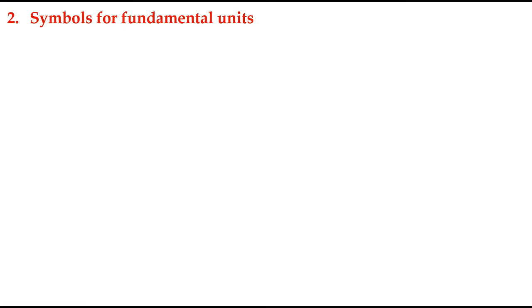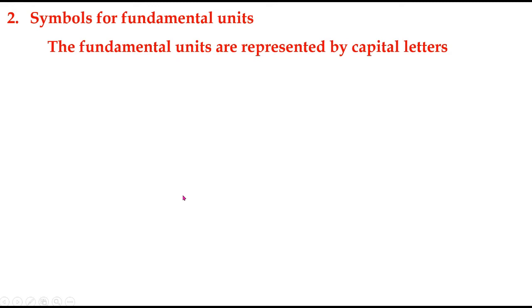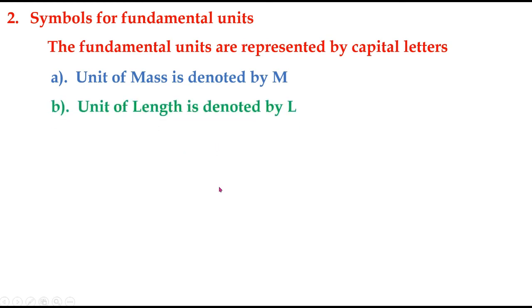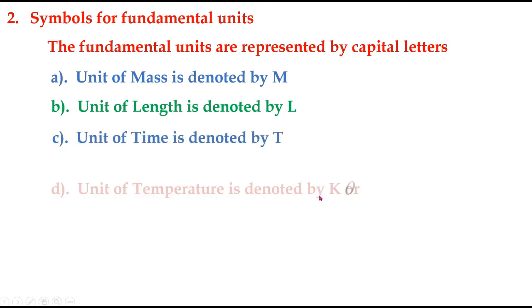Symbols for fundamental units. We have the 7 fundamental units. To write the dimensional formula, we have to mention the symbols. The fundamental units are represented by capital letters. The most important point: fundamental units are represented by capital letters. So the unit of mass is denoted by capital letter M. Unit of length is denoted by capital letter L. Unit of time is denoted by capital letter T.